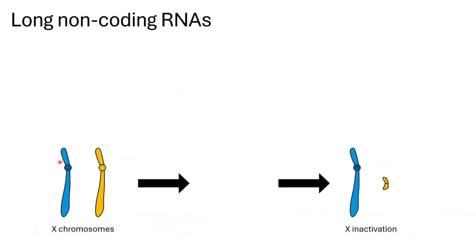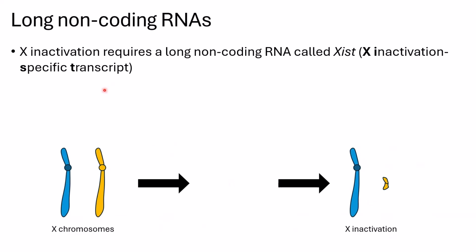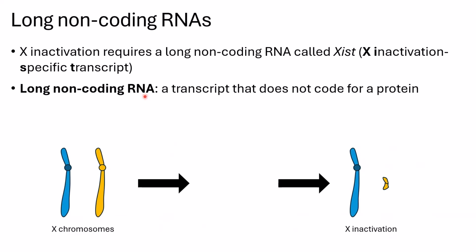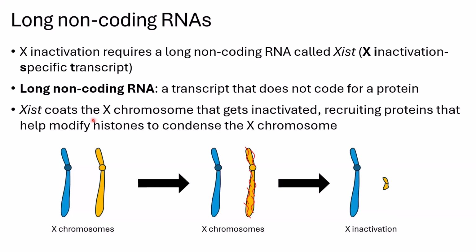Previously, we discussed how when there are 2 X chromosomes, one of the X chromosomes becomes inactivated. This is actually also a form of epigenetics. X inactivation requires a gene called XIST, which stands for X inactivation specific transcript. This gene produces a long non-coding RNA, which is a transcript like mRNA, but does not code for a protein, hence the non-coding. The XIST long non-coding RNA coats the X chromosome that gets inactivated, recruiting proteins that help modify the histones such that the chromatin becomes incredibly compact and unavailable for transcription.